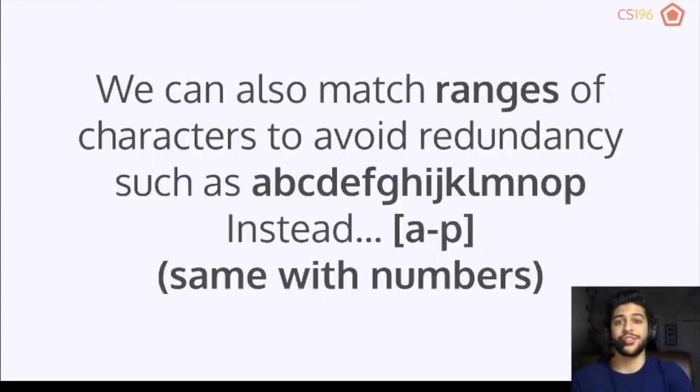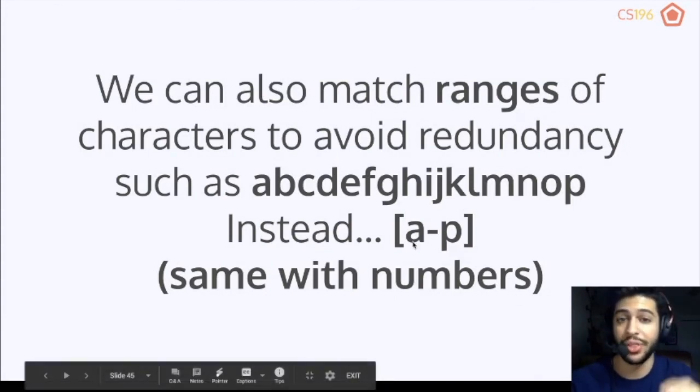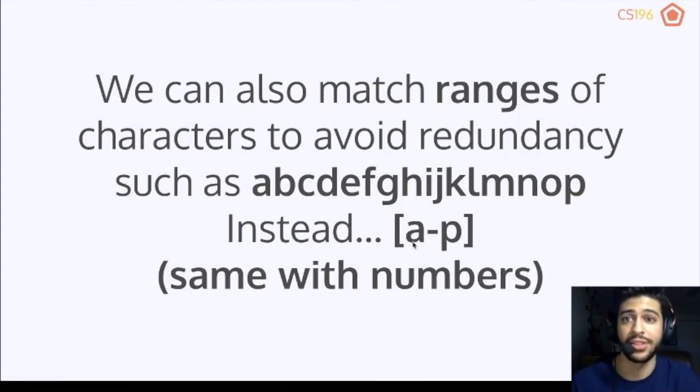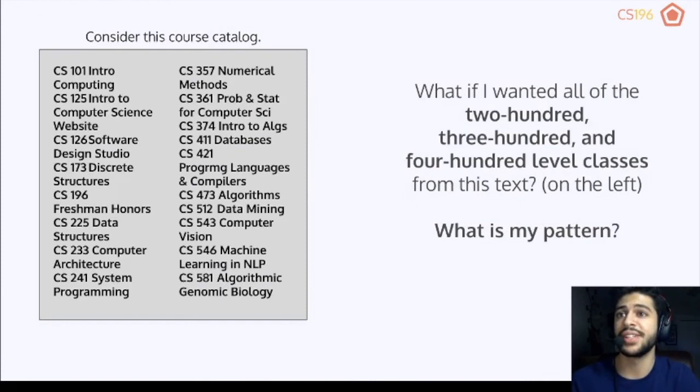We can also match ranges of characters to avoid redundancy. Instead of writing in our regular expression A, B, C, D, E, F, G, H, I, and so forth, you can have a range. In this case, we're just listing all of the letters from A to P. So instead of writing all of them out, we can just do within the square brackets the starting and the ending letters that we want. And we can do the same exact thing with numbers. If I want 0 through 9, instead of writing 0, 1, 2, 3, I would just write 0-9. So here's an example of that.